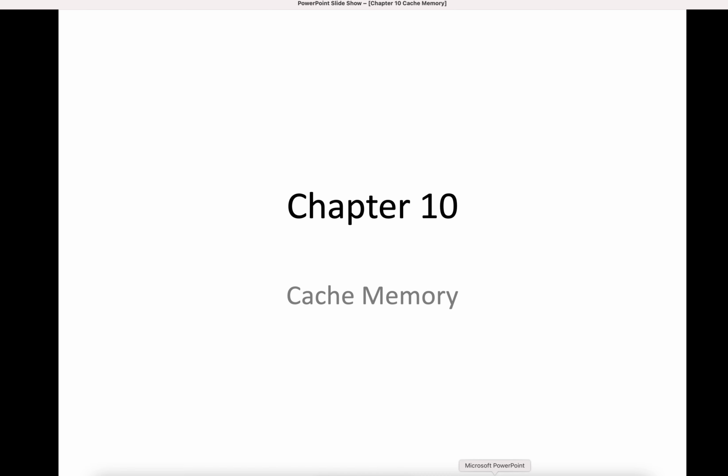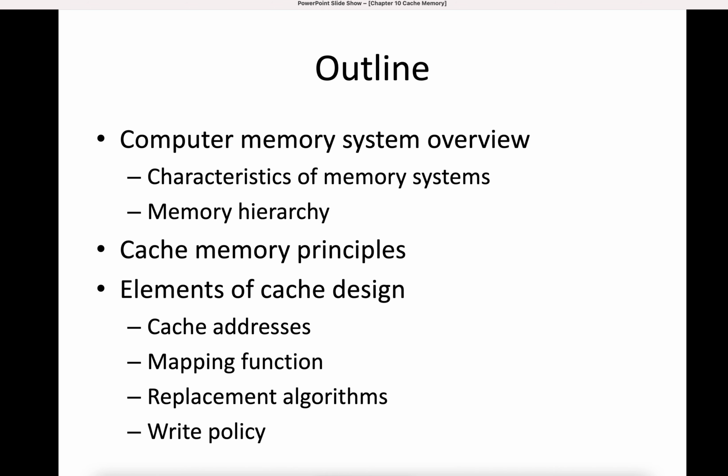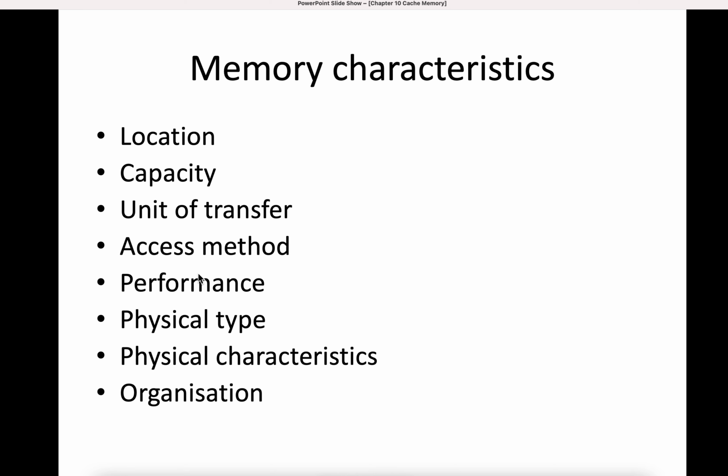In this video, we are going to discuss cache memory, which is for our chapter 10. Now, this is the outline of this chapter. So, we're going to start with the memory system characteristics. These are the key characteristics that are often used to classify the memory system in a computer.